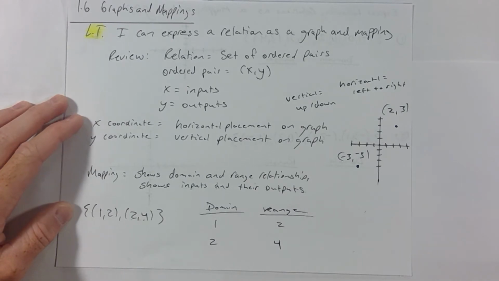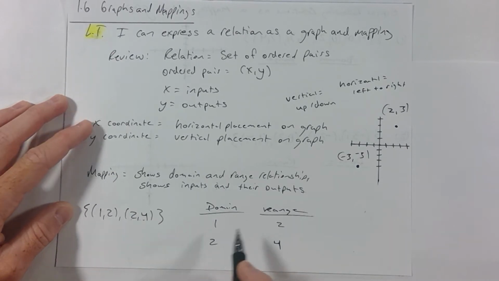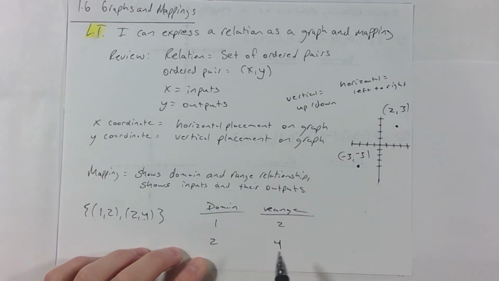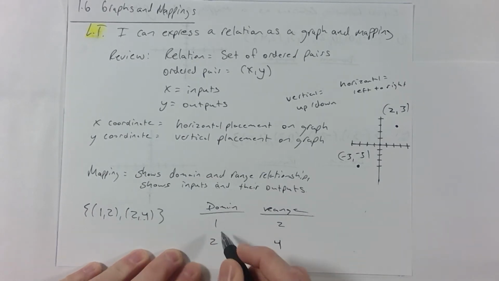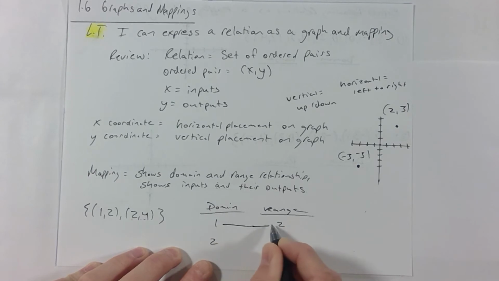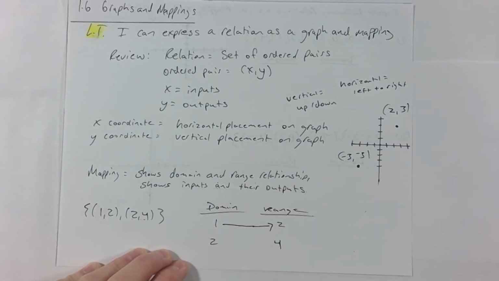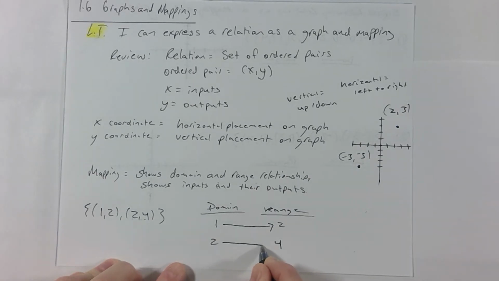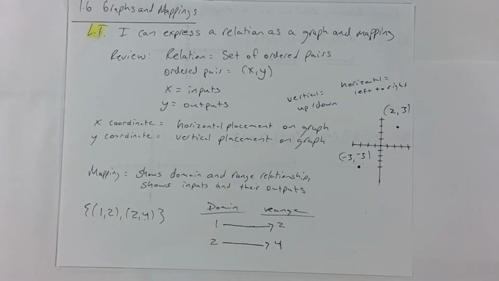A mapping is going to show that relationship. It's going to tell me where my input goes. If I have an input of 1, what is my output? It's 2. All I'm doing for a mapping is showing where these inputs are going. So that 1 is going to go to 2. If I plug in 2, where does that 2 go? The output is 4. So I'm just going to draw a little arrow there. If I plug in 2, I get 4. I plug in 1, I get 2. So that's a mapping. It's not too bad actually.